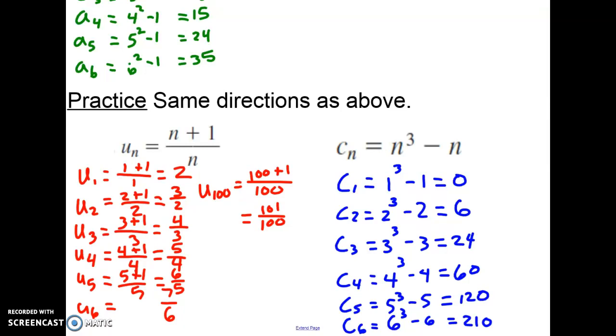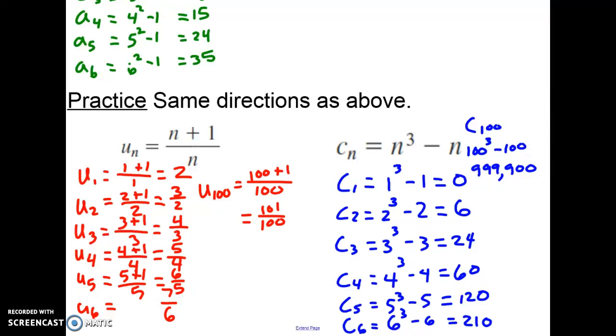And then finally, if we had C of 100, that would be 100 cubed minus 100. And 100 cubed is 1 million. And so then minus the 100, we would get 999,900, just like that. So hopefully you can see how it's plugging in the number.